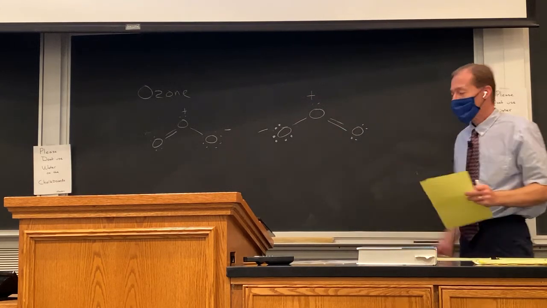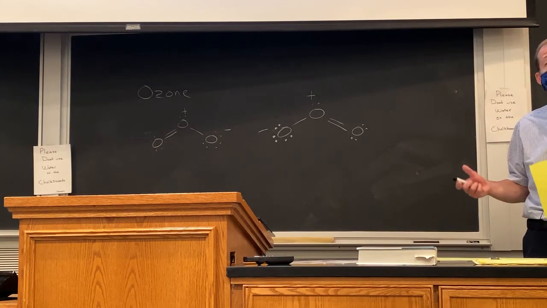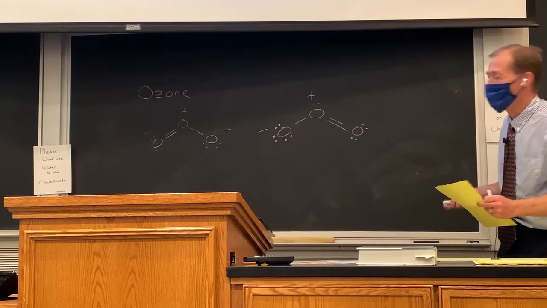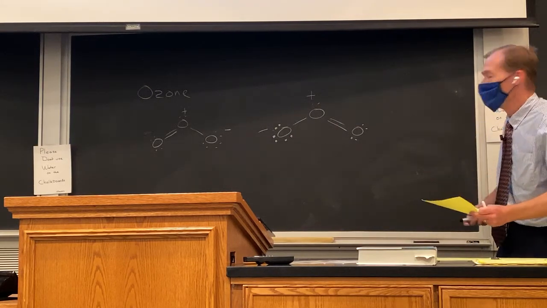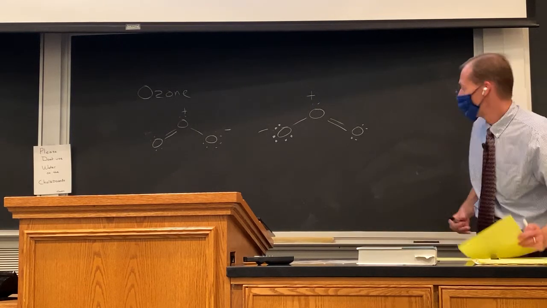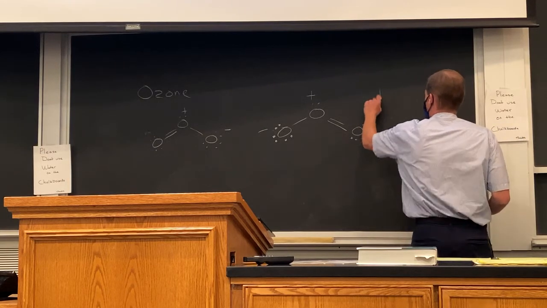Okay. So we have a second Lewis structure, equally valid to the first Lewis structure that we drew, where we have a single bond between the central oxygen and the one on the left, and a double bond between the central oxygen and the one on the right. And so these are known as resonance structures.